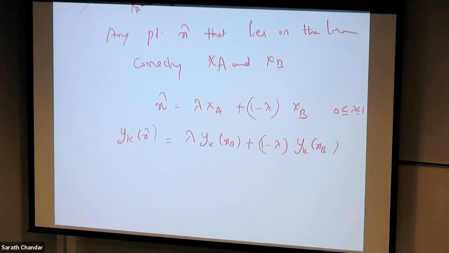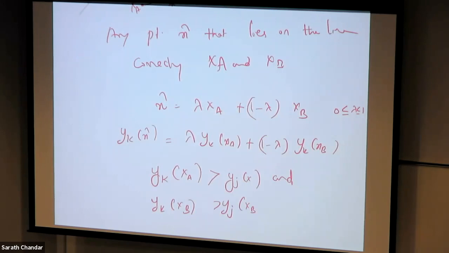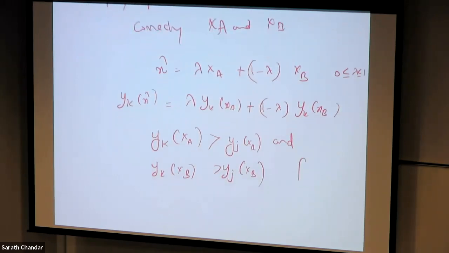Okay, so this is by linearity, since discriminant functions are linear, which means this equation is true. Now we know that yk of xa is greater than yj of xa because we are in region k, so it has to be greater than yj of xa. And also yk of xb is greater than yj of xb for all j not equal to k. This is because we are in region k, right?